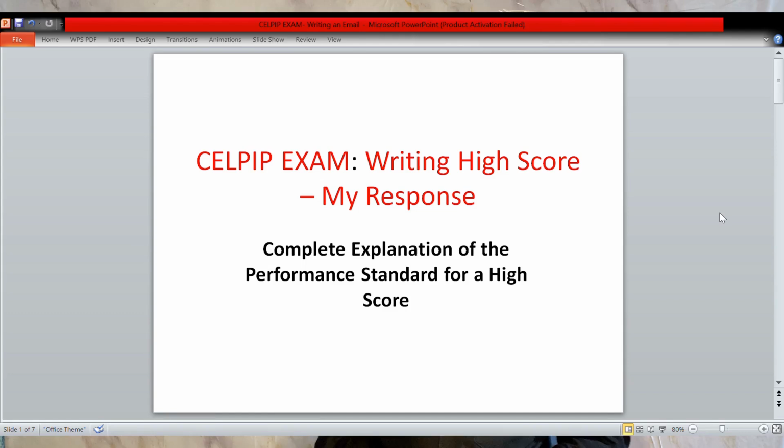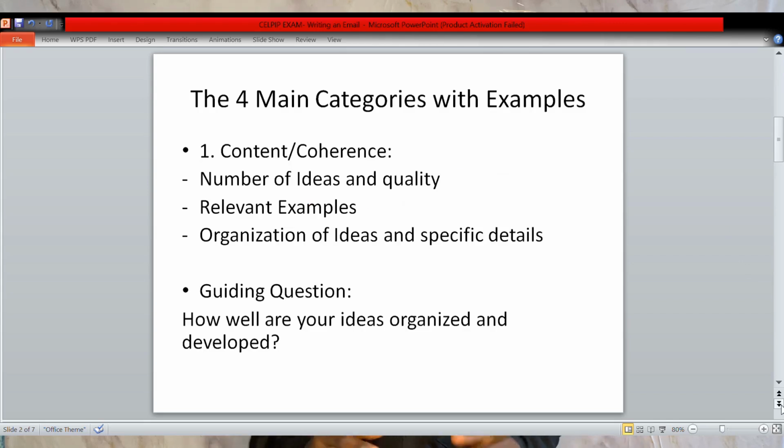So, okay, if you can see my screen, this is what we have laid down here. And this is a complete explanation of the performance standard for a high score, 9 plus. So there are 4 categories that you should know. 4 main categories. We have the content or coherence. This is your number of ideas and quality points. How many ideas did you come up with? When it comes to the CLB, for a high CLB level 9 plus, you need to be very specific and also to give relevant examples that match your task, what you've been asked to say.